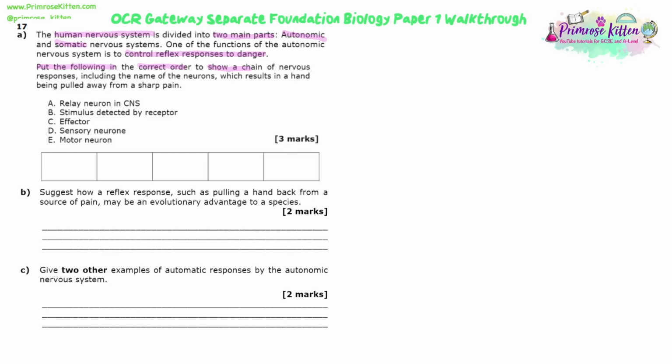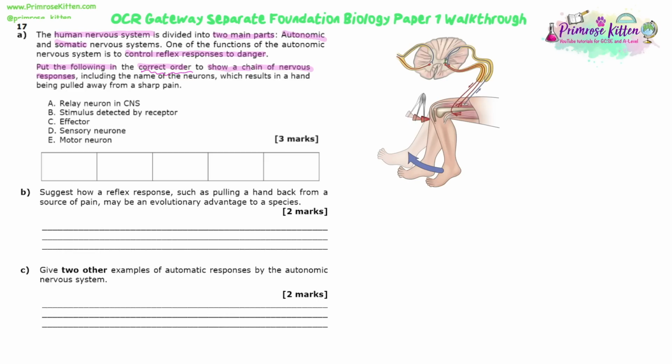Okay, so we've got some letters here, A to E, with statements, and it wants us to put these in the right order. So put the letters in the right order, those statements would then describe the pathway or the chain of a nervous response. It's basically just describing a reflex arc. So although this one doesn't involve a hand moving, it's the same kind of idea in my diagram.